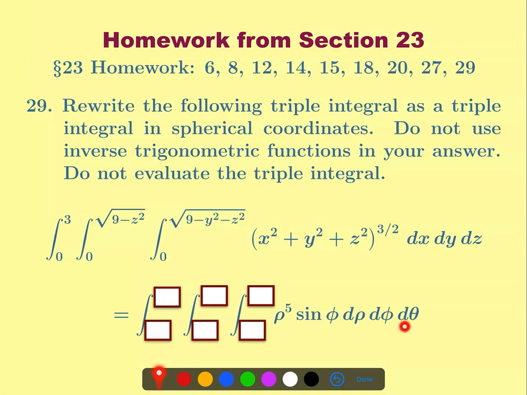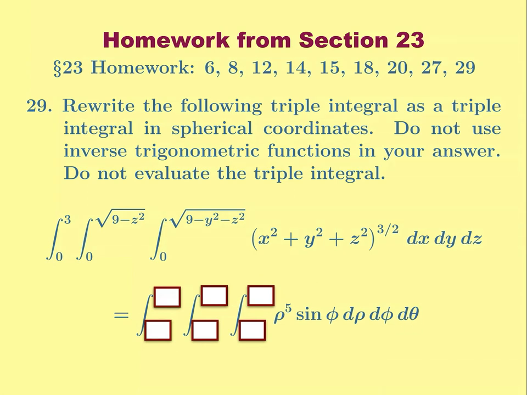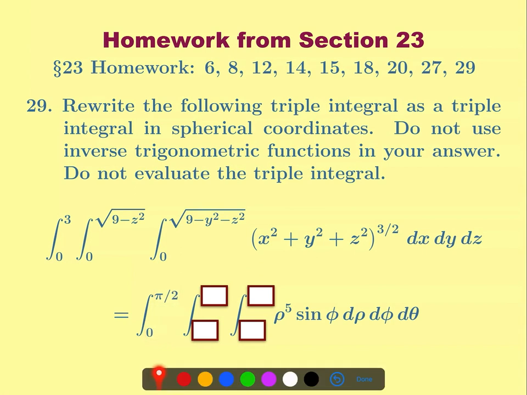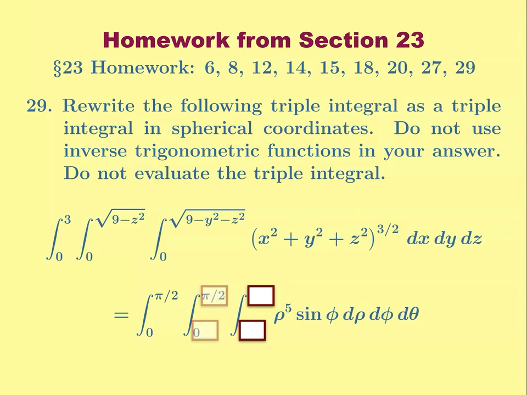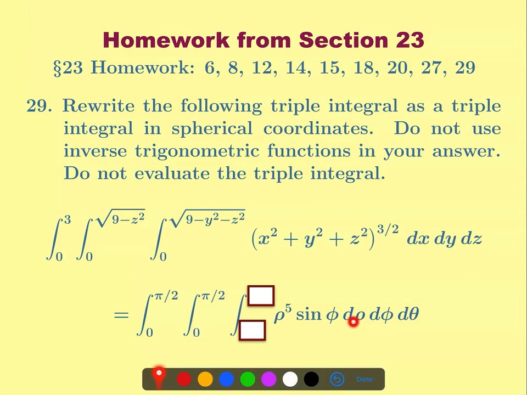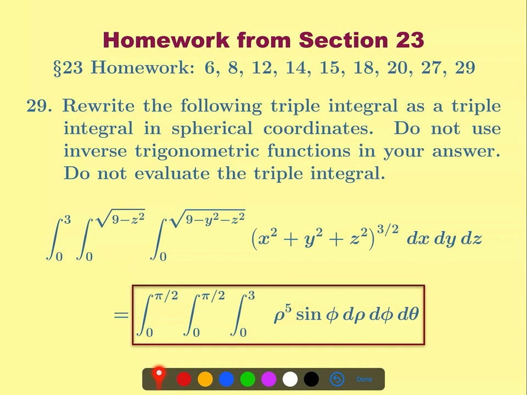So theta is just going to go from 0 to pi halves. In the xy plane, we just have a quarter of a circle in the first quadrant, so it's just going to go from 0 to pi halves. Phi is going from the positive z-axis to the xy plane, so that's again 0 to pi halves. And rho is just going from the origin to the radius of the sphere, 3, so rho is going from 0 to 3. And that'll be the setup for this problem. And that finishes this problem and finishes this lecture.